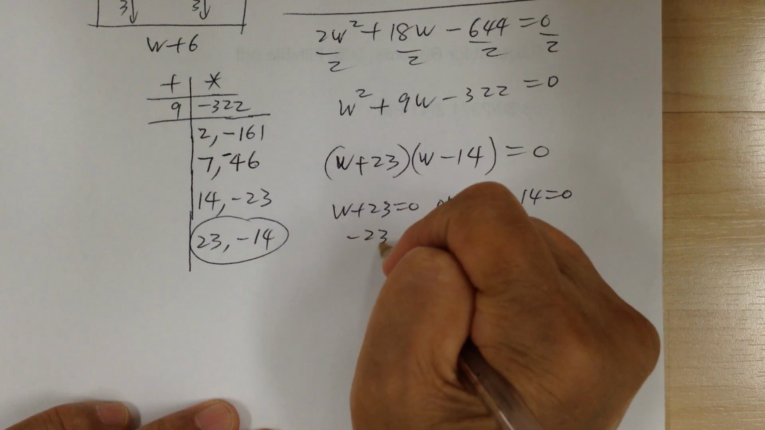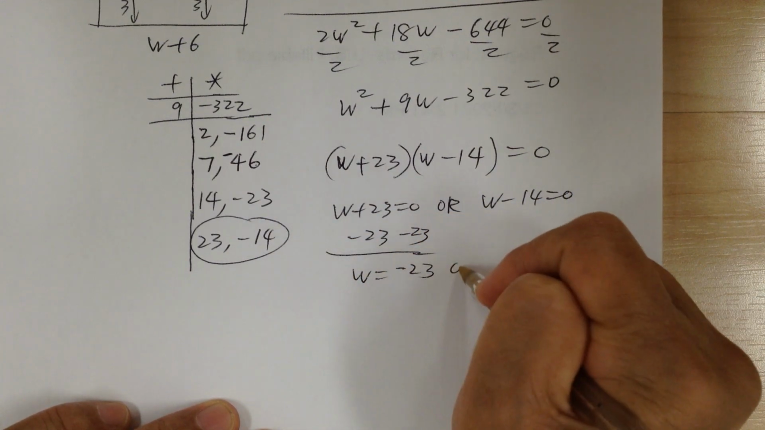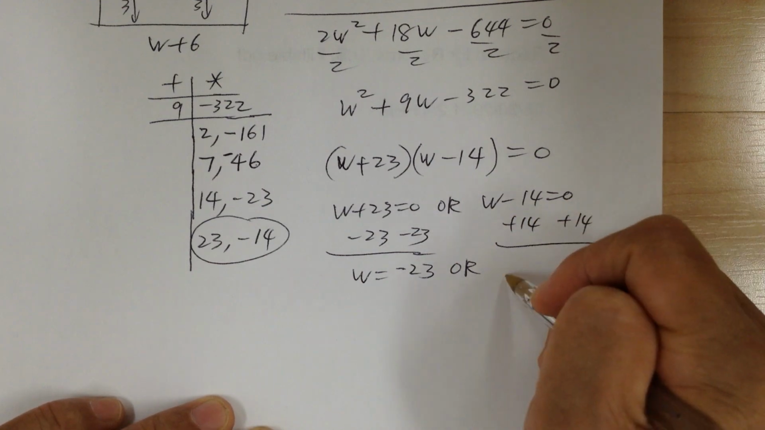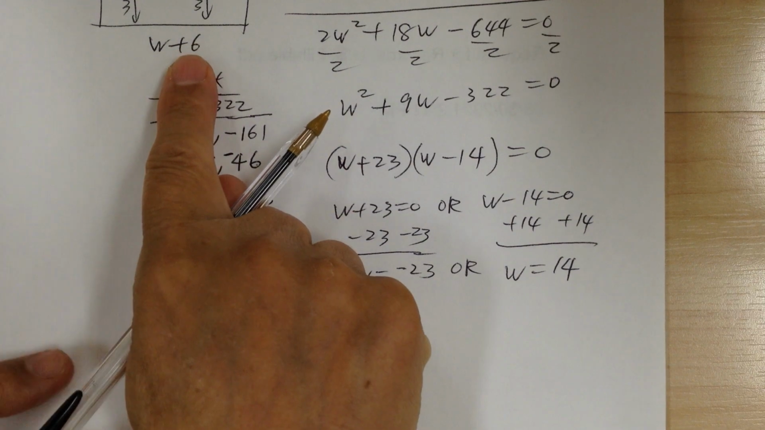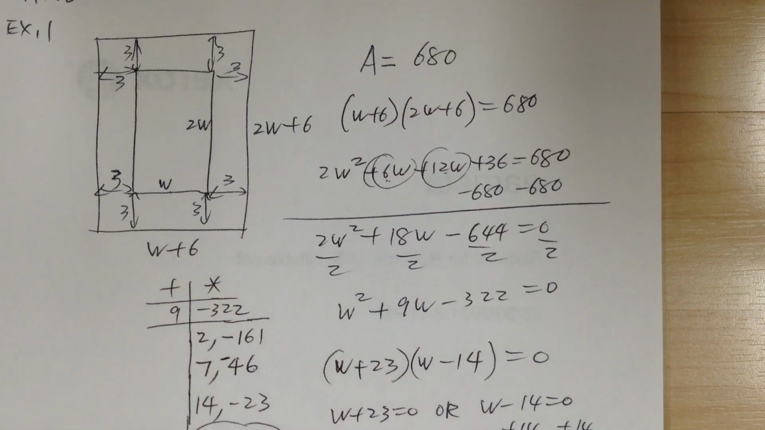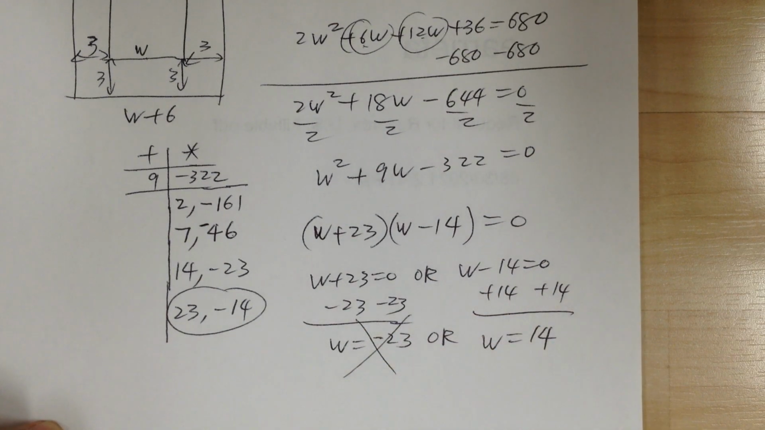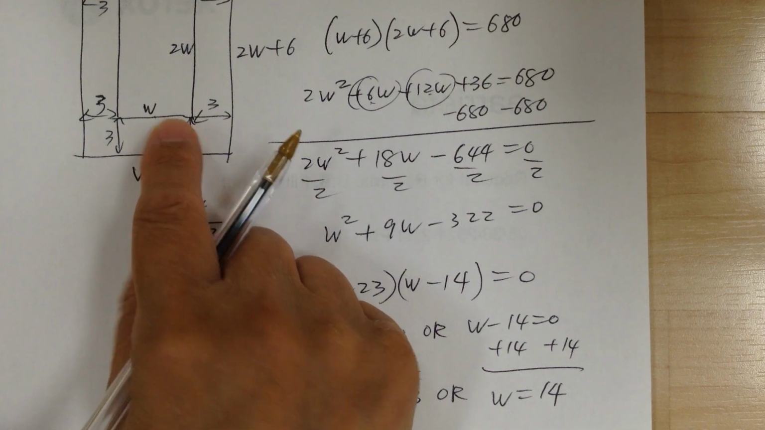Okay, and minus 23 on each side. So you got W equal to negative 23 or plus 14 on each side. So you get W equal to 14. Now, because this is a real object, it cannot have a negative measurement. So this answer is no good. So now we know that the width is 14, and the label would be inch.